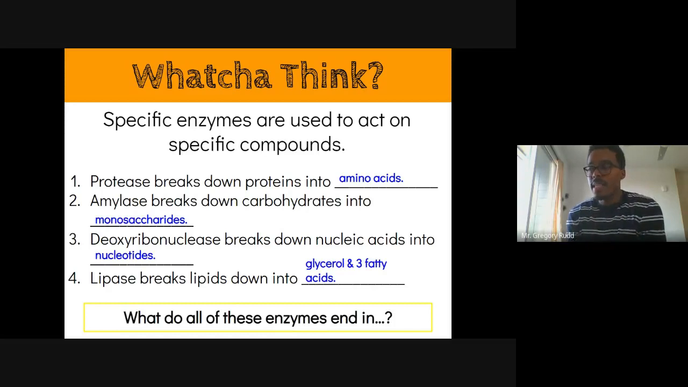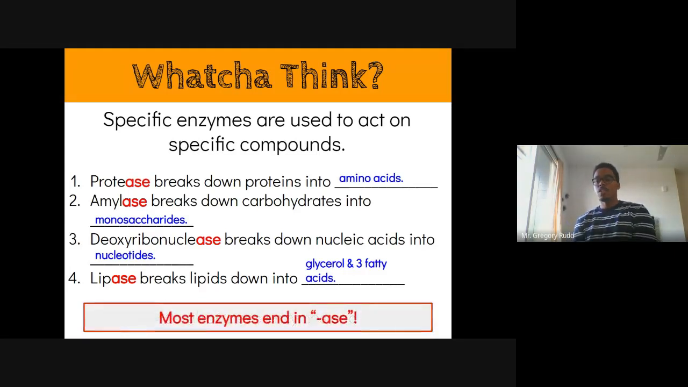All right, now, hopefully you all are noticing something. What do all of these enzymes end in? So we've got protease is an enzyme, amylase is an enzyme, deoxyribonuclease, and lipase are enzymes. What do they all end in? Thank you, Janelle. They all end in ASE. Protease, amylase, deoxyribonuclease, lipase. Okay, so that's another thing that you all should write down in your notes. Most enzymes, not all, but most enzymes end in ASE.